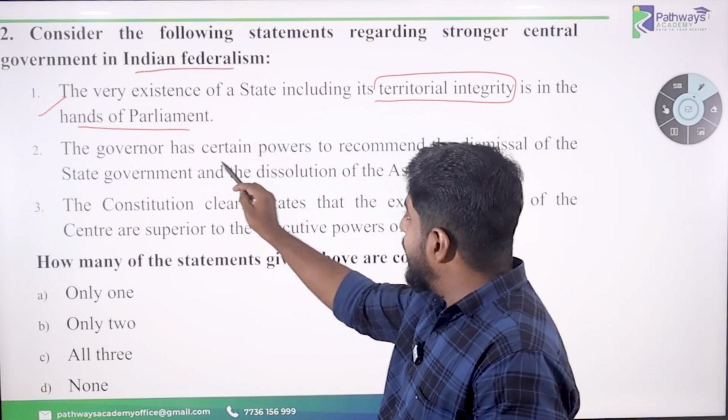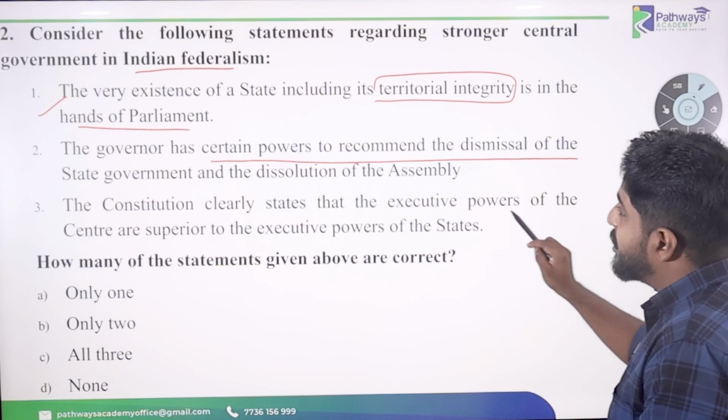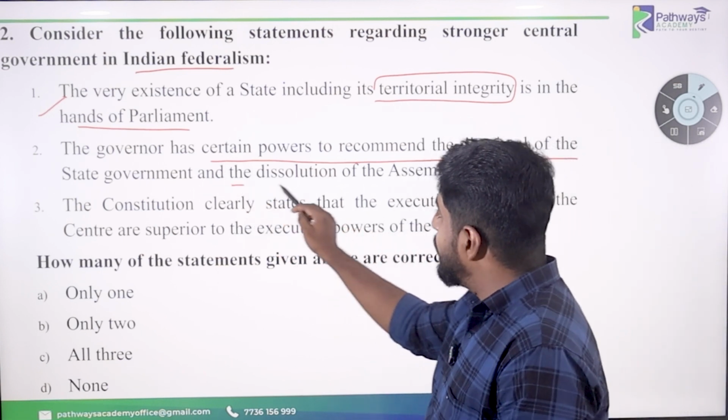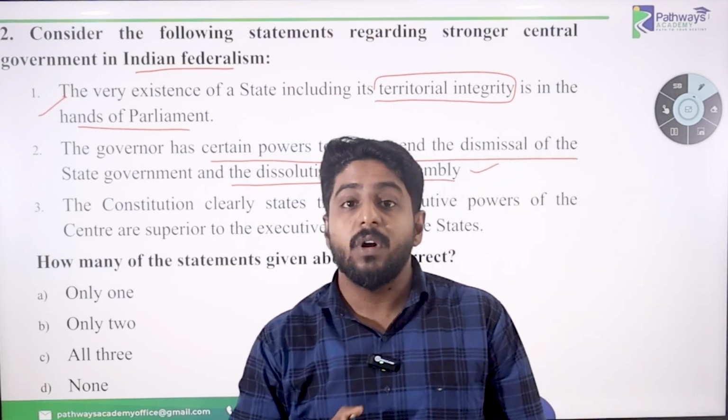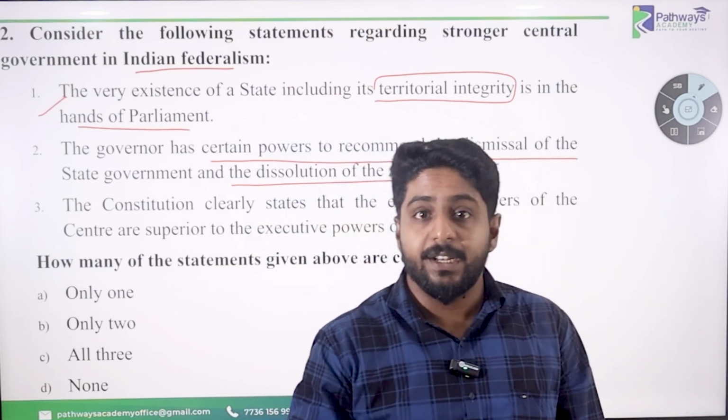Okay. The governor has certain powers to recommend the dismissal of the state government and the dissolution of the assembly. Yes, as the governor is the constitutional head of the state, isn't it?